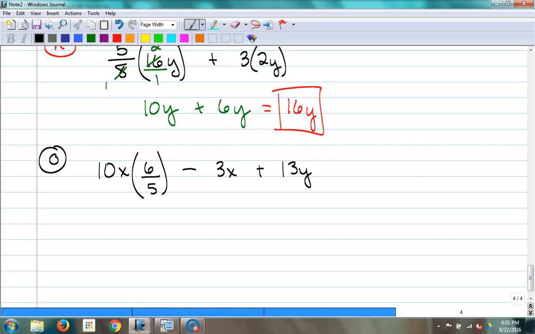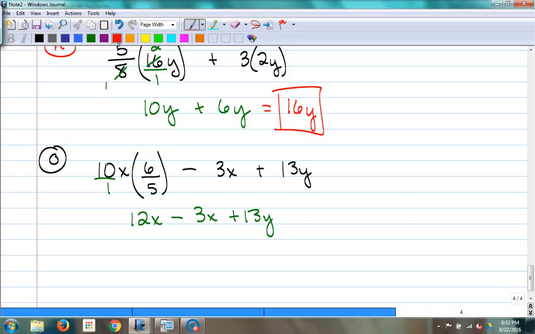What should happen first? Well, what's going on between this 10x and the 6 over 5? Multiplication, yeah. So you could make that 10 over 1, if it helps you. That x being there, really, it's just hanging out, waiting for you to do something with its numbers. So 10 over 1 times 6 over 5 is 60 over 5, which is 12x. Is that right? Okay.